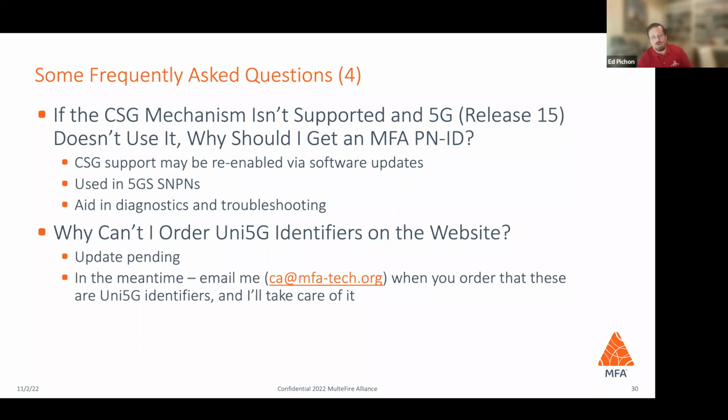And if you try and order them right now, there is an update pending to the website, but right now the web portal only allows you to buy the LTE identifiers. If you order identifiers and you want the 5G identifiers rather than the LTE ones, just let me know. Send me an email when you order, and I'll take care of it and make sure we assign the right identifiers to you.